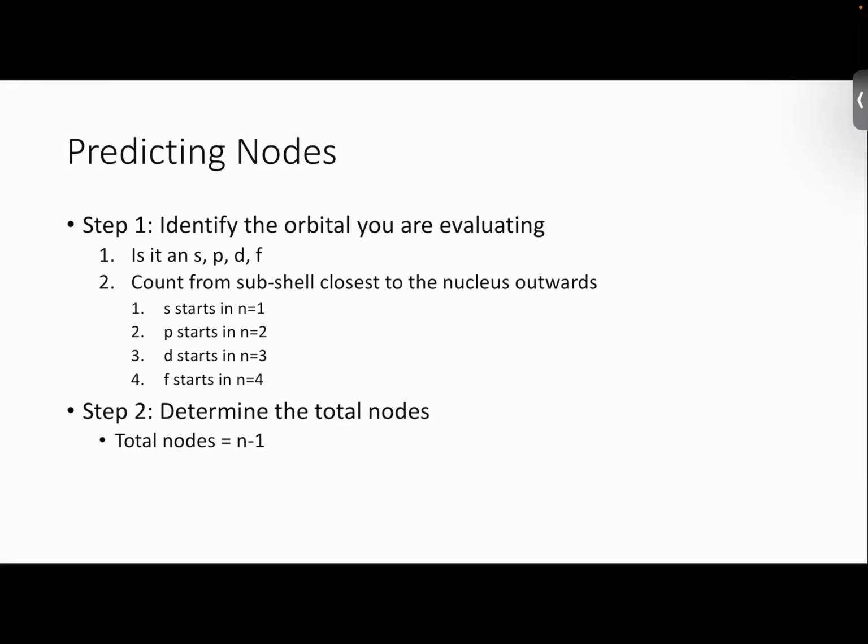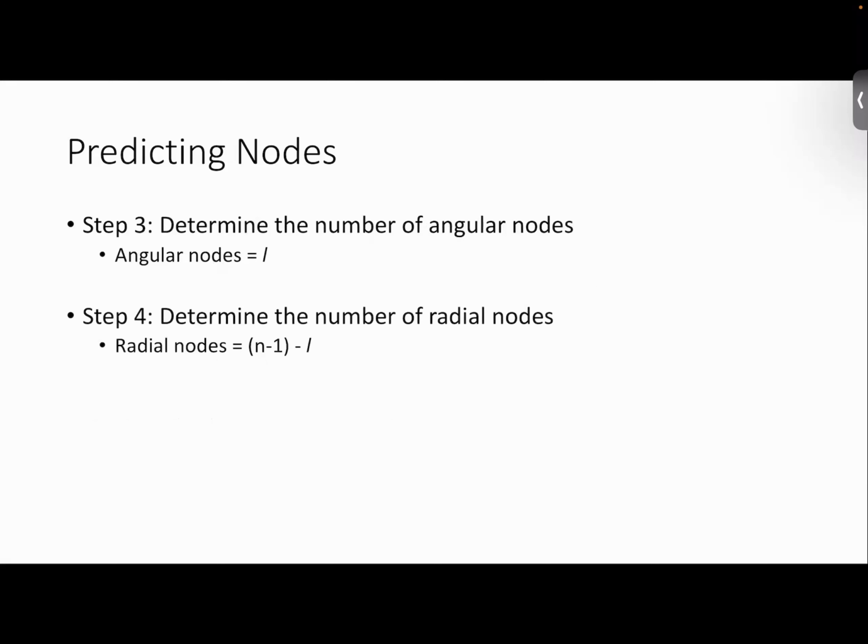Okay. So once you figure out the total nodes, how do you know how many radial nodes and angular nodes you have? You can determine the angular nodes because the angular nodes will equal whatever L is. So again, if it's an S subshell, L is 0. If it's a P subshell, L is 1. If it's a D subshell, L is 2. If it's an F subshell, L is 3.